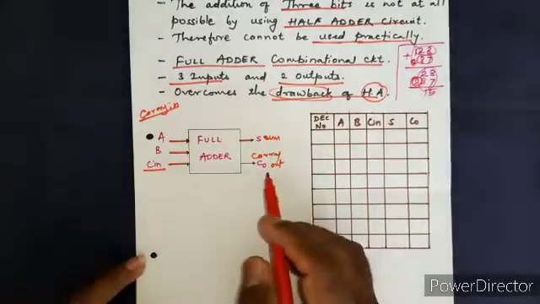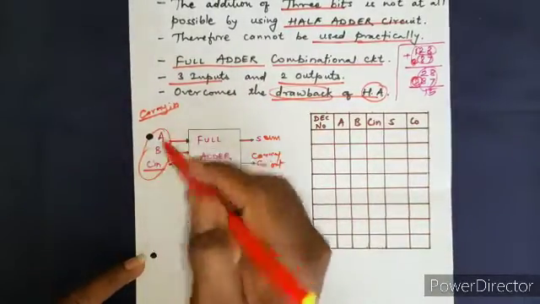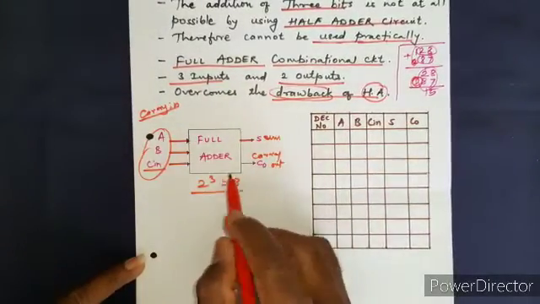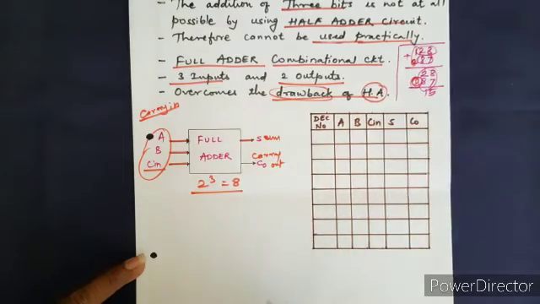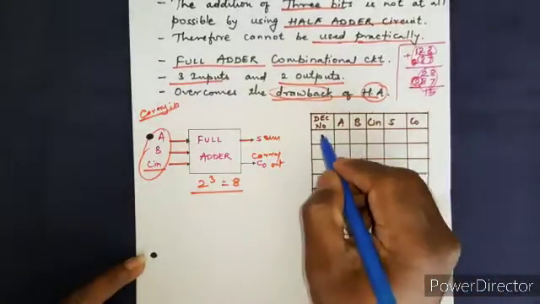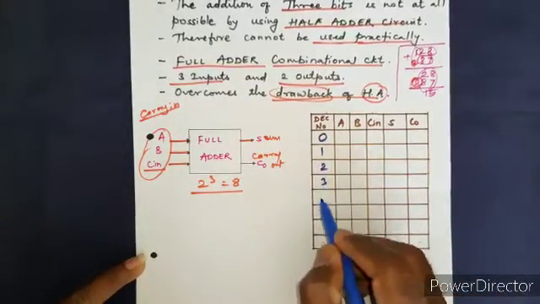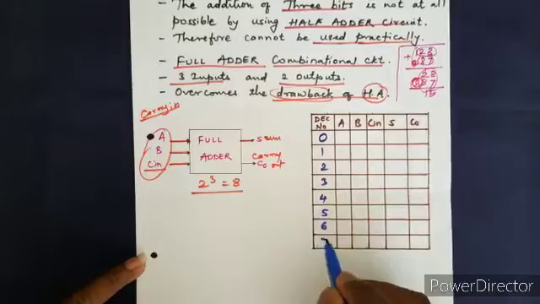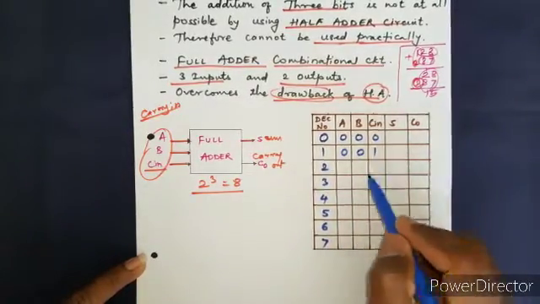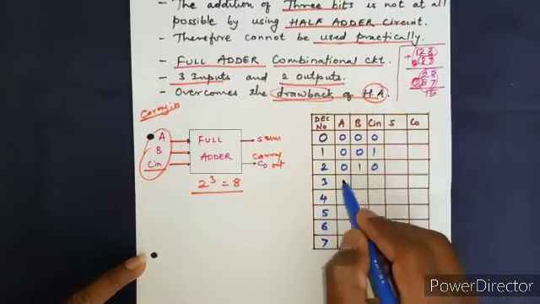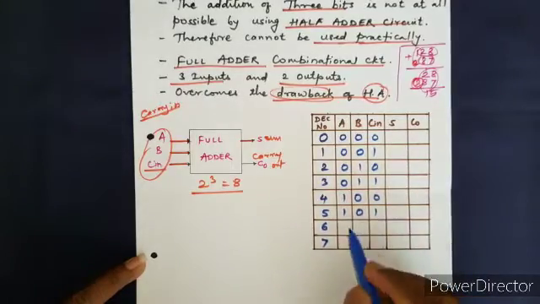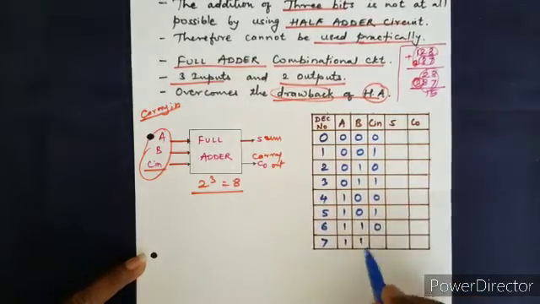Since we have 3 inputs, 2 raised to 3 is 8. For 3 inputs we have 8 different combinations, which are 0, 1, 2, 3, 4, 5, 6, 7. That is 000, 001, 010, 011, 100, 101, 110, 111.